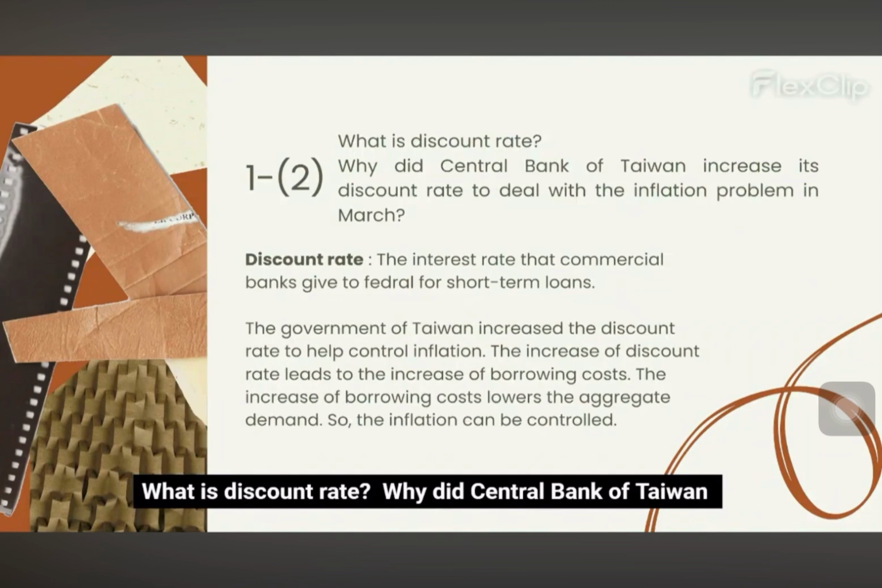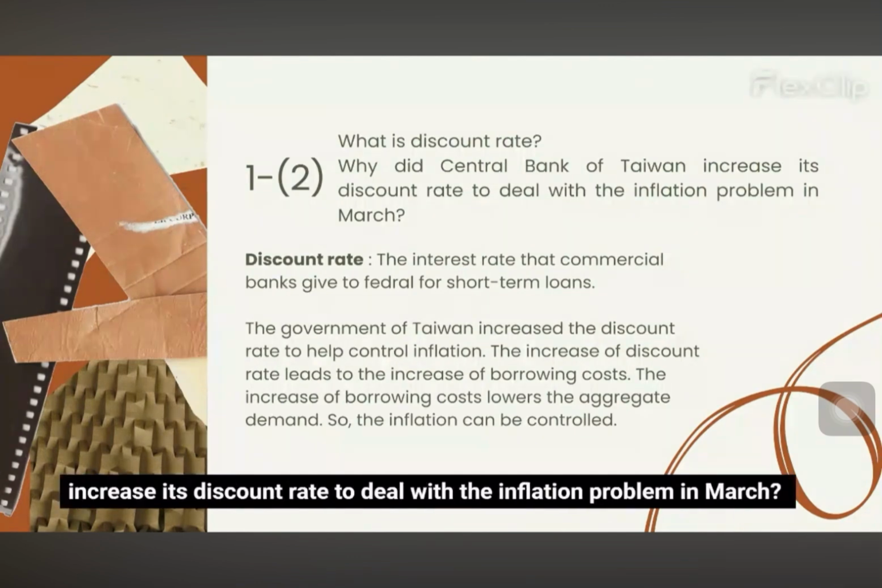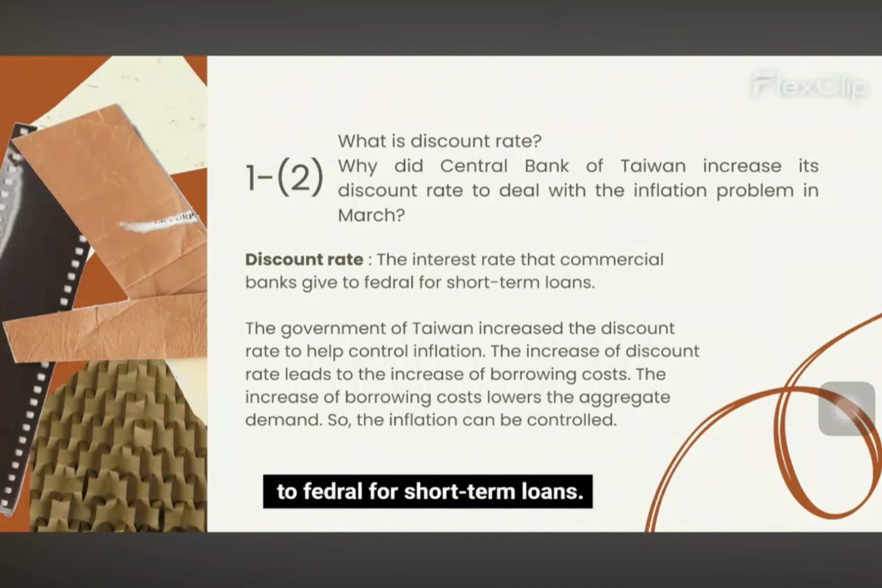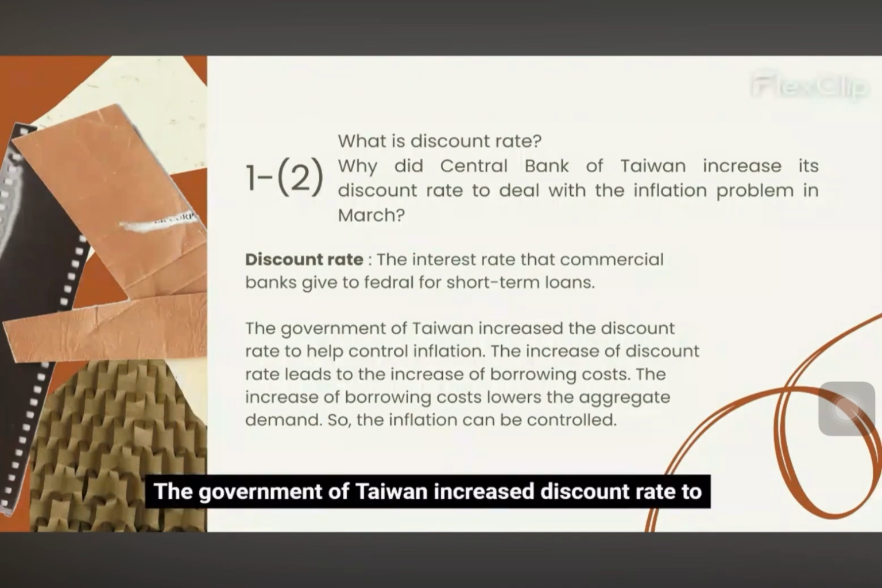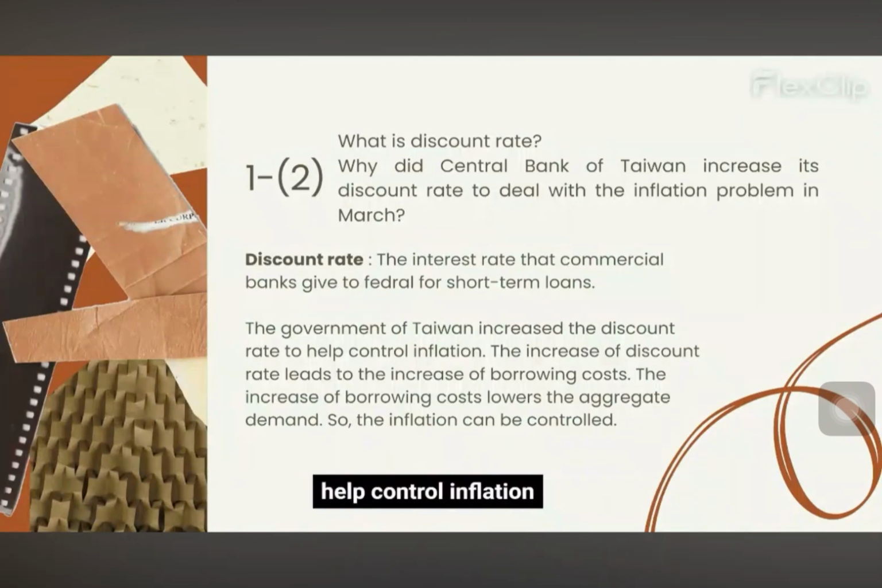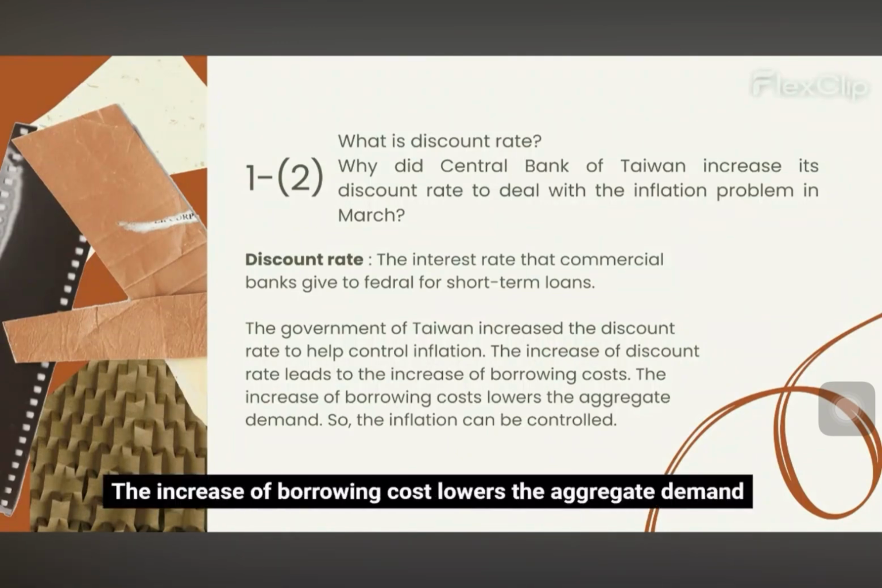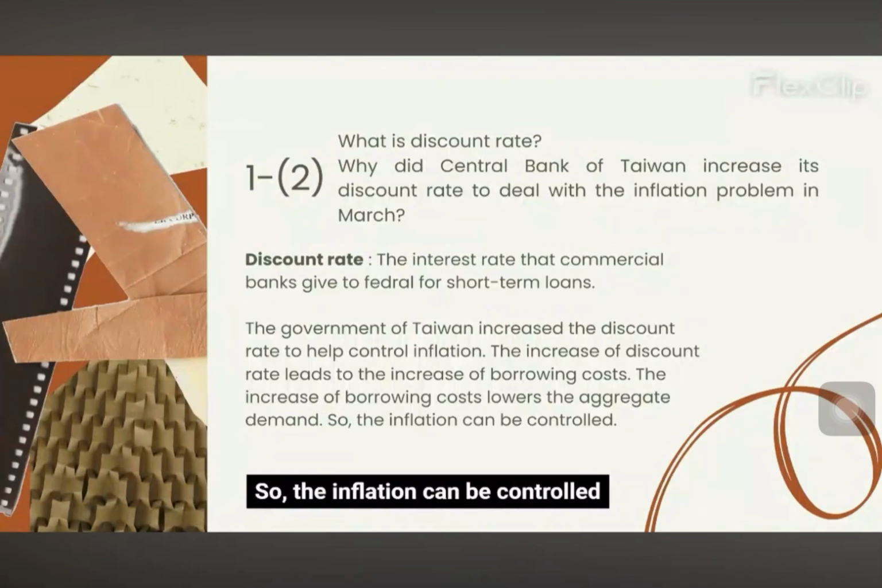What is the discount rate? Why did the Central Bank of Taiwan increase its discount rate to deal with the inflation problem in March? The discount rate is the interest rate that commercial banks pay for short-term loans from the central bank. The government of Taiwan increased the discount rate to help control inflation. The increase of the discount rate leads to an increase in borrowing costs. The increase in borrowing costs lowers aggregate demand, so inflation can be controlled.